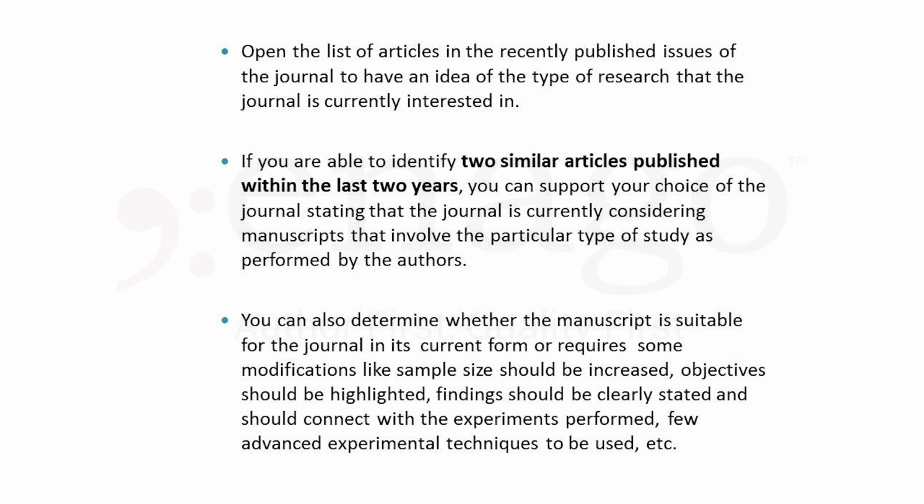If you are able to identify 2 similar articles published within the last 2 years, you can support your choice of journal, stating that the journal is currently considering manuscripts that involve the particular type of study as performed by the authors. You can also determine whether the manuscript is suitable for the journal in its current form or requires some modifications, like the sample size should be increased, objectives should be highlighted, methods should be clearly stated or should connect with the experiments performed, or whether the author needs to use new advanced experimental techniques.